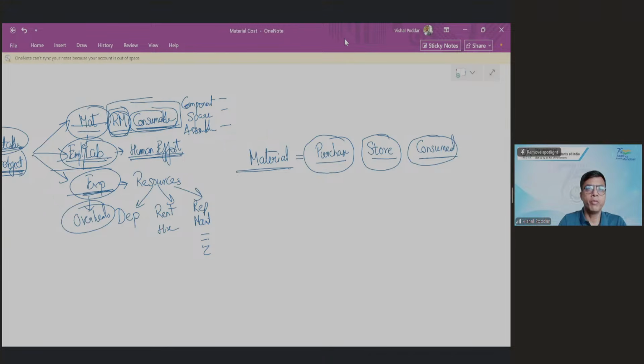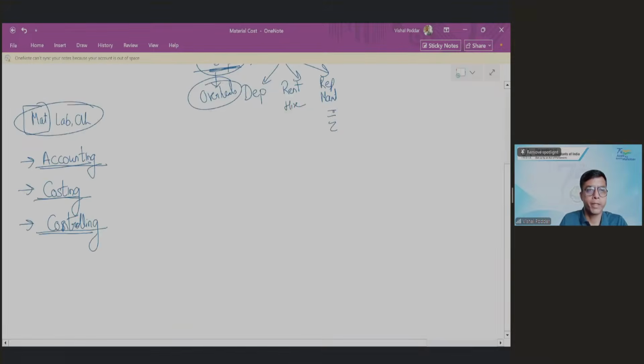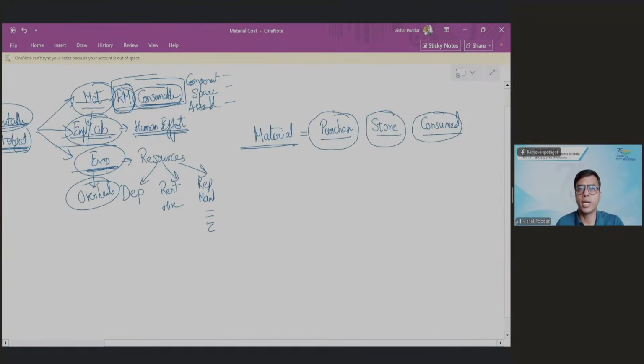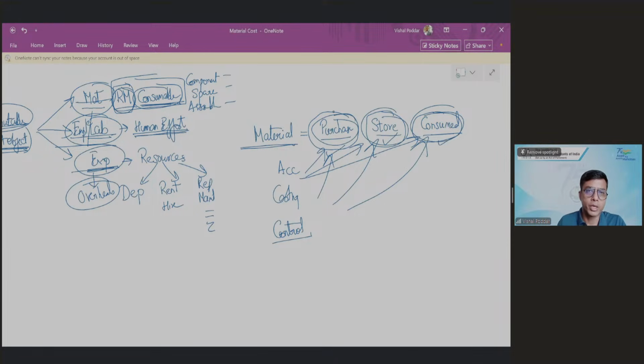Now, when we have to do the accounting, the costing and the controlling, all these three things have to be done at every stage. Accounting you should do for all three. Costing will have an impact on all three functions. And controlling should also happen at all stages. So just understand that whatever we are going to study, the accounting part, costing part and controlling part, has to be done for all the three stages which happen for material, right?